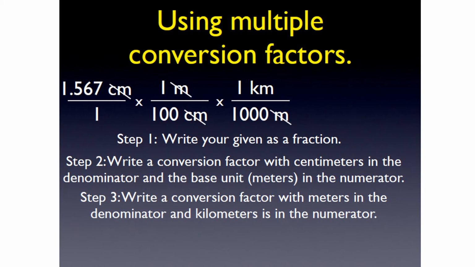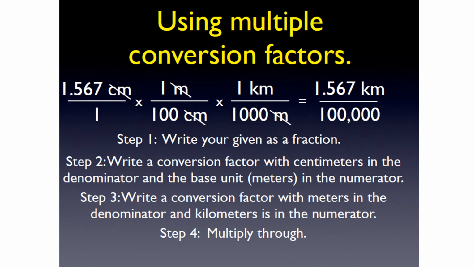Step 3, write the second conversion factor with meters in the denominator and kilometers in the top. So now you're going to go from meters to kilometers. The meters will go in the bottom, the kilometers will go in the top. The 1 goes next to the larger measurement, which is the kilometer, and you are expected to know to put 1,000 next to the meters because there are 1,000 meters in a kilometer.